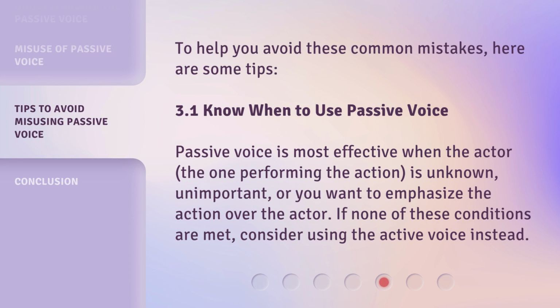To help you avoid these common mistakes, here are some tips. 3.1 Know when to use passive voice. Passive voice is most effective when the actor, the one performing the action, is unknown, unimportant, or you want to emphasize the action over the actor. If none of these conditions are met, consider using the active voice instead.